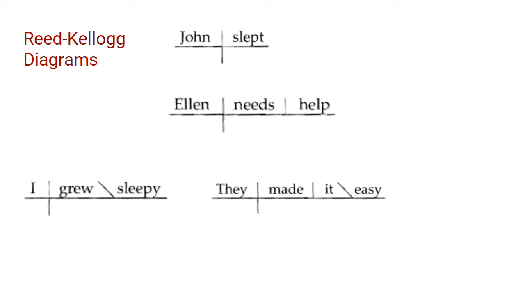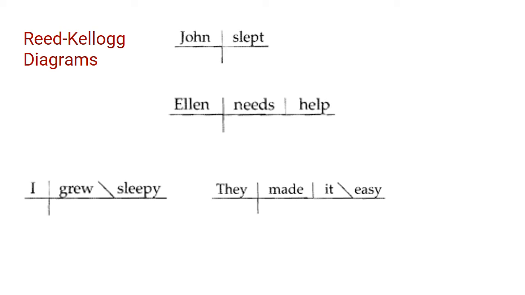And we see another example here. This is one where we've got an object. Ellen needs something. She needs help. In this case, we separate the verb phrase from the object with a line that doesn't cut all the way through the line. It just goes up to the horizontal line.